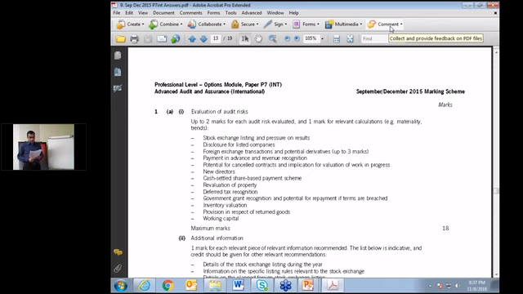Disclosure for listed companies, foreign exchange transactions and potential derivatives, for which there is another extra mark available, so up to 3 marks are available. Payment in advance and revenue recognition, potential for cancelled contracts and implication for valuation of WIP, new directors, many of you would have caught this point, cash settled share-based payment scheme, revaluation of property, deferred tax recognition, government grant recognition, inventory valuation, provision in respect of returned goods, and working capital. Now, why did I read all of this and why is it important?